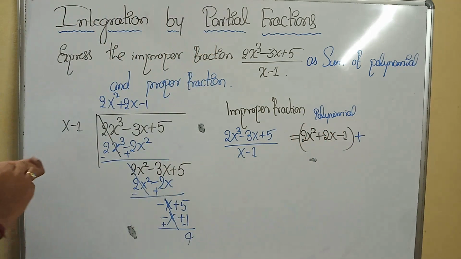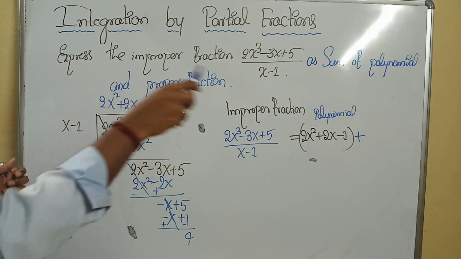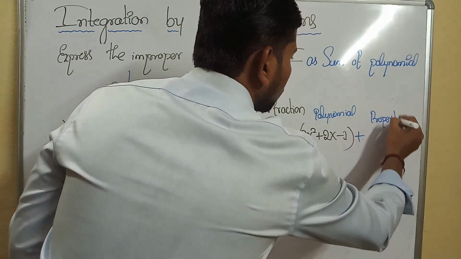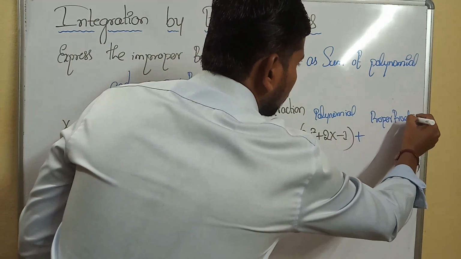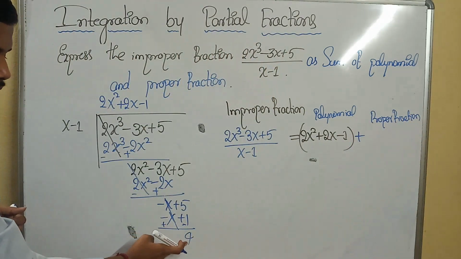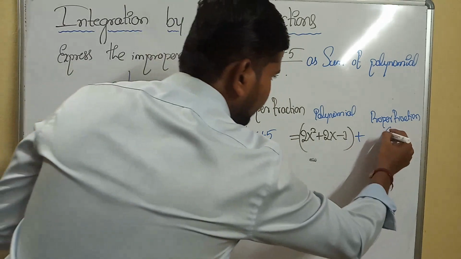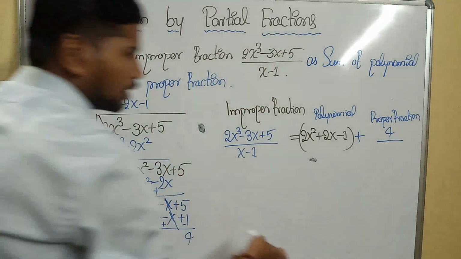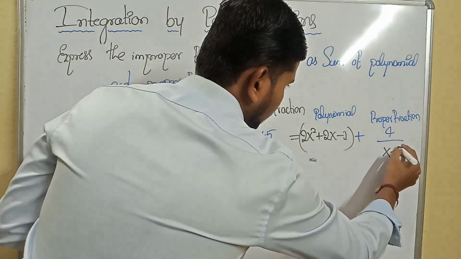Got it? After that, sum of polynomial plus proper fraction I had to write here. What is the proper fraction? How do I write it? Focus here. What is the remainder I got? First I need to write it in the numerator. I wrote 4. Whatever the actual denominator is, I have to write it there. It will be x minus 1.